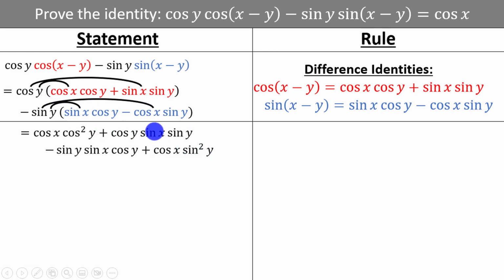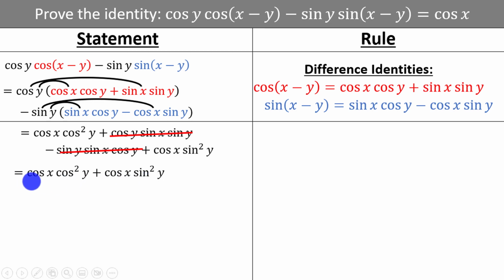The middle two terms are identical, although they are not in the same order. Of course, that doesn't matter for multiplication, because multiplication is commutative. We have cosine y, we have sine x, and we have sine y, with the only difference being the negative sign. After we cancel the two terms, we will be left with cosine of x times cosine squared of y plus cosine of x times sine squared of y.